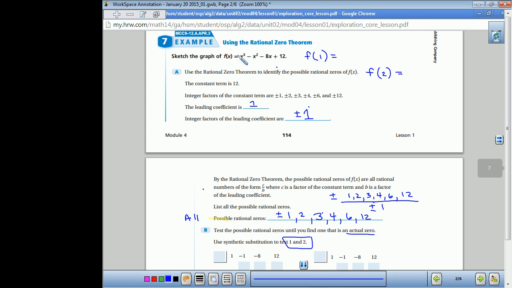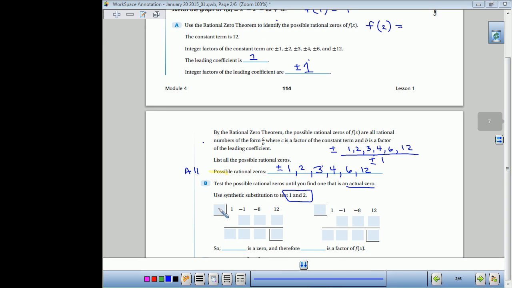If we plug in 1, f of 1, we get 1 cubed minus 1 squared minus 8 plus 12. Well, that's 1 minus 1. Those cancel, right? And negative 8 plus 12 is 4. Not negative 4, 4. So, is 1 a zero? No, because when I plugged in 1, I didn't get 0. The function doesn't have a value of 0 at 1.